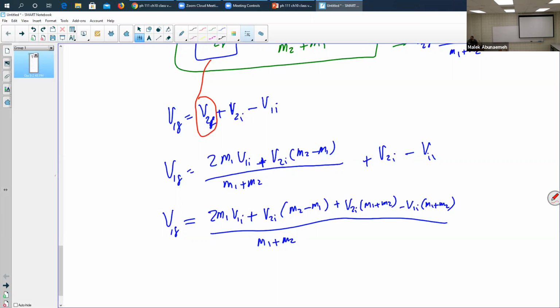So let me just change color again. V1F is going to equal your 2M1 V1I, right? Plus you got V1I M1 plus M1 minus M2. Hold a second. Isn't it a minus there? Just a second. Let me just look at my algebra for a second. That is a long algebra equation. Hold on. Let me just make sure of my signs. So 2M1 V1I plus V2I M2 minus M1, and then you got V2 initial M1 plus M2 minus V1I M1 plus M2.